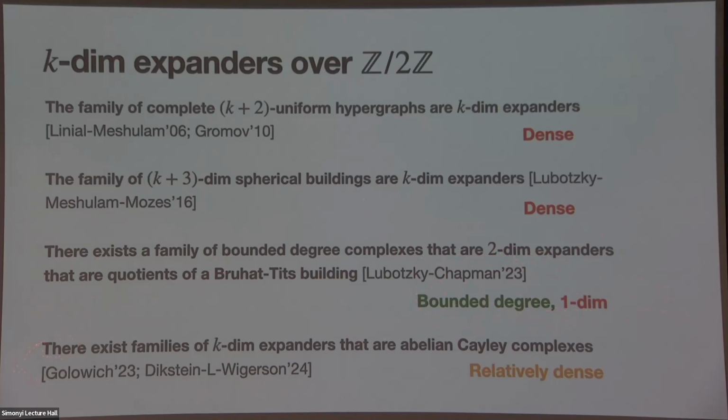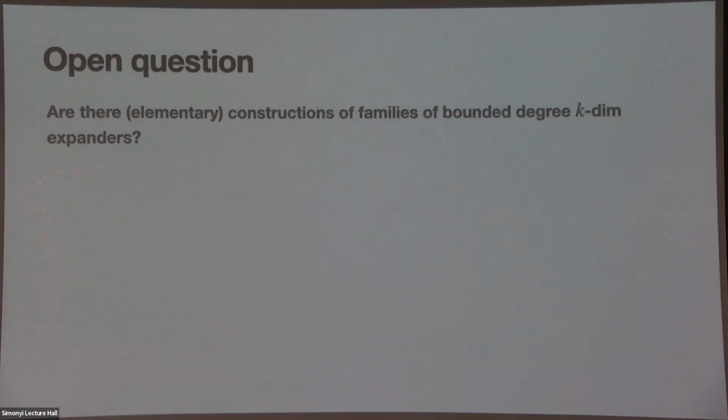And more recently, in joint work with Dikstein, Dinur, and Wigderson, we constructed families of k-dimensional expanders that are abelian Cayley complexes. They are relatively dense, in the sense that they have subpolynomial degree, but still pretty far from bounded degree. So I will end with this question to everyone here: are there elementary or not elementary constructions of families of bounded degree k-dimensional expanders? I'll be happy to talk about it if you're interested in this problem. Thanks.